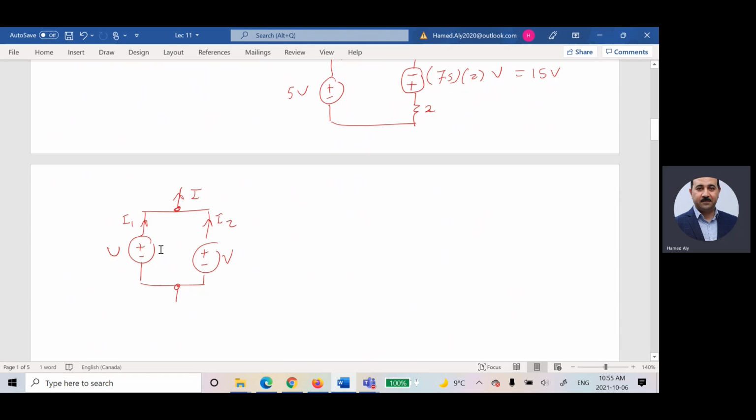Which means I'm doubling the currents coming from these two patterns. If you are doubling the current, what's going to happen? The power will be doubled because P is equal to V times I. So connecting two voltage sources in parallel means you are increasing the generated current. But what about the voltage? It's constant.